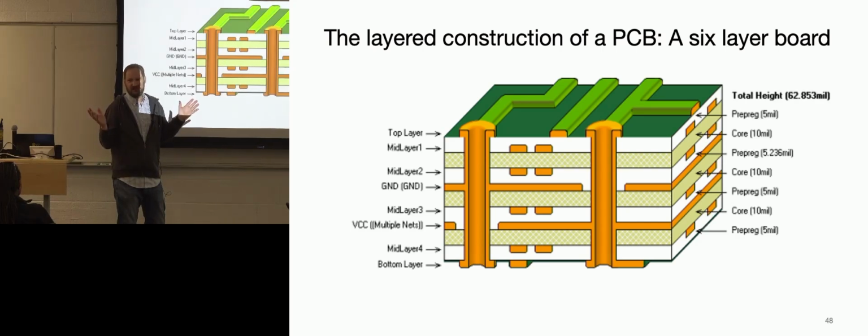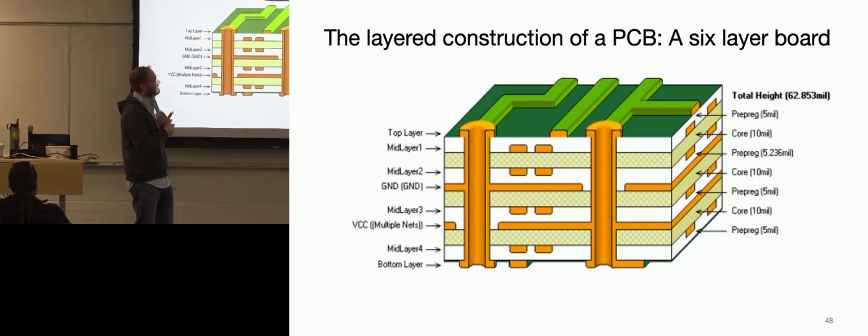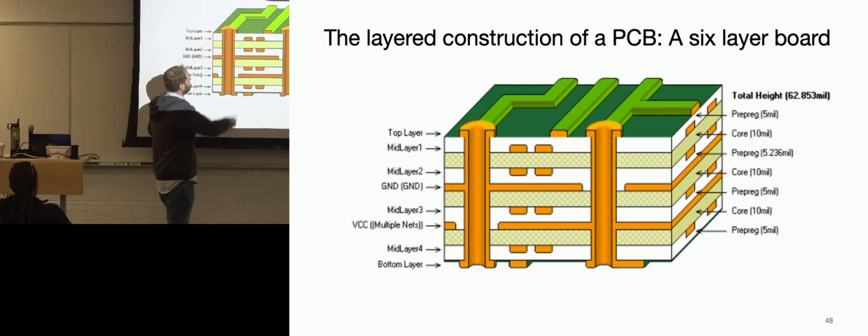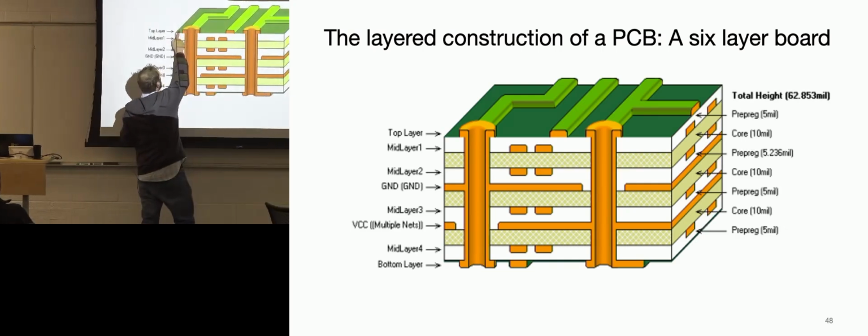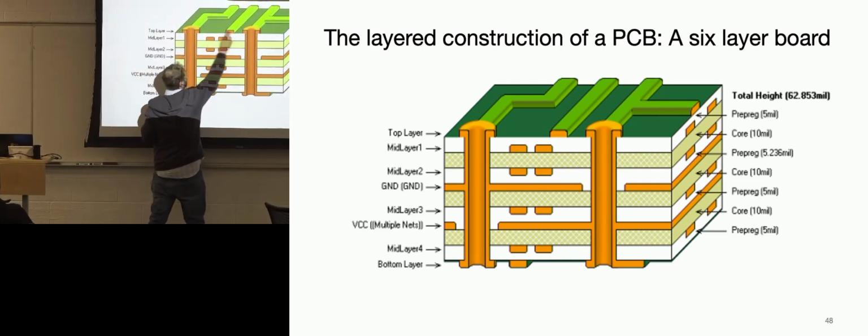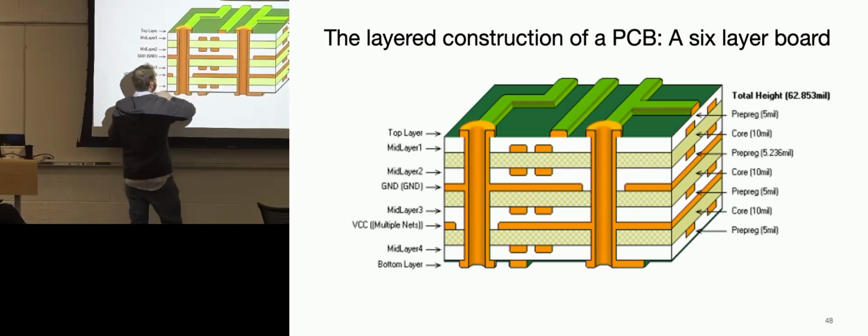Now 4 layers is almost the same as 2 layers. If you get 6 or 8 layers, it's still pretty affordable. There just has to be a good reason why you need extra layers. So the green here is the solder mask that is chosen to be over the copper if you want it, or you can leave it exposed.